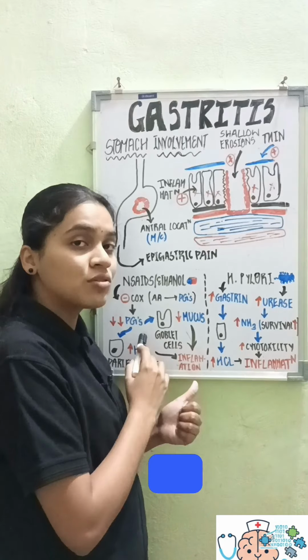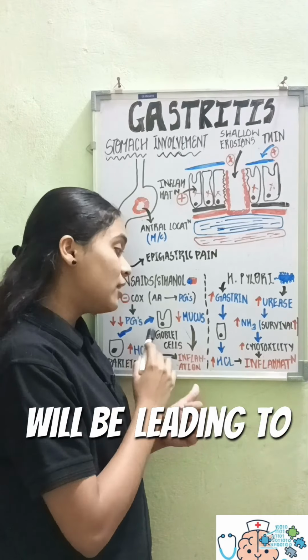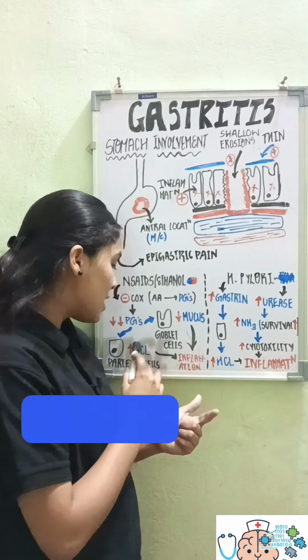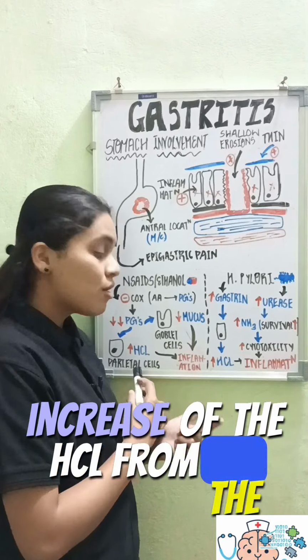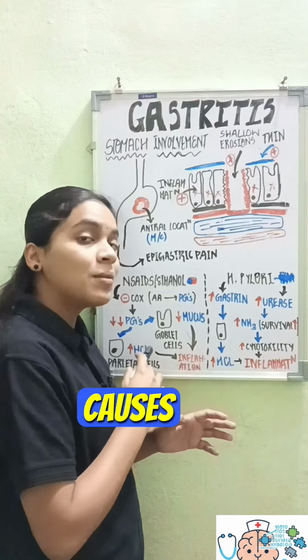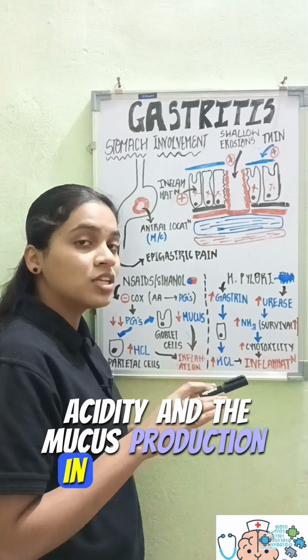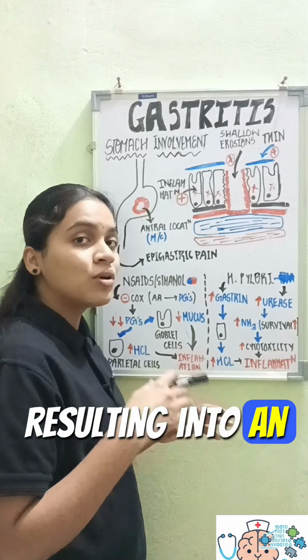And these reduced levels of prostaglandins will lead to a decrease in mucus secretion from the goblet cells as well as an increase of HCl from the parietal cells. And this ultimately causes an imbalance between acidity and mucus production in the stomach, resulting in an inflammation.